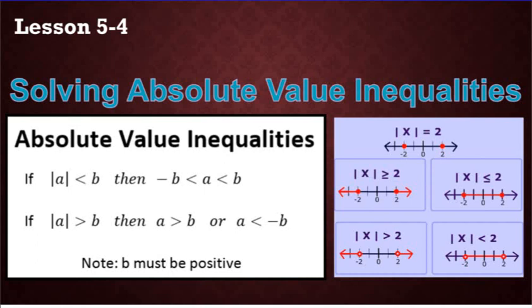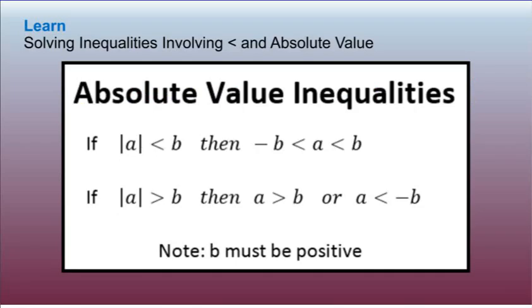Lesson 5-4, solving absolute value inequalities. An absolute value inequality is an inequality that actually has an absolute value in it. Just like our last lesson dealing with compound inequalities, we're going to do the same thing. There's going to be two cases though when we have an absolute value inequality. So what are those two cases?